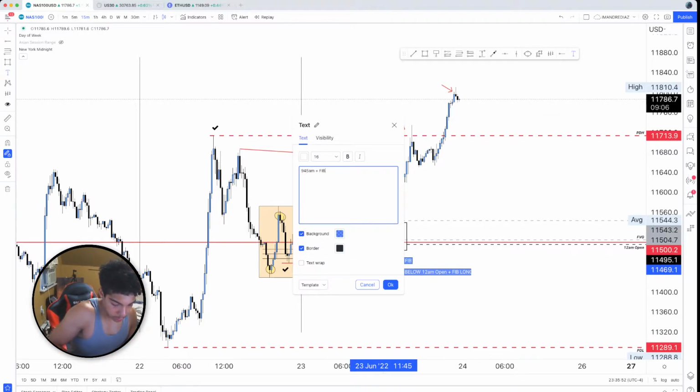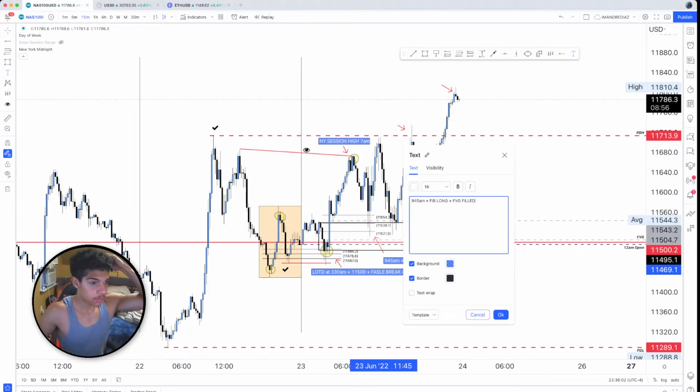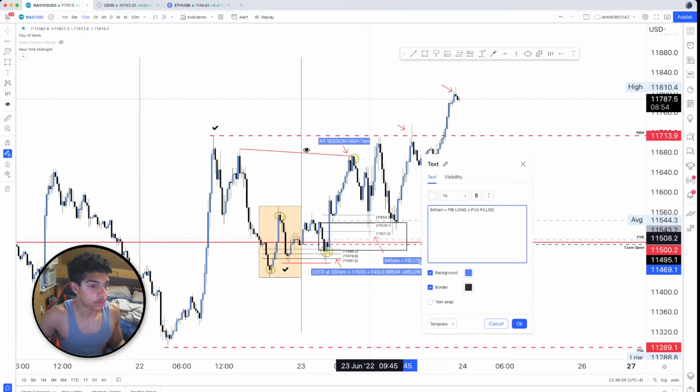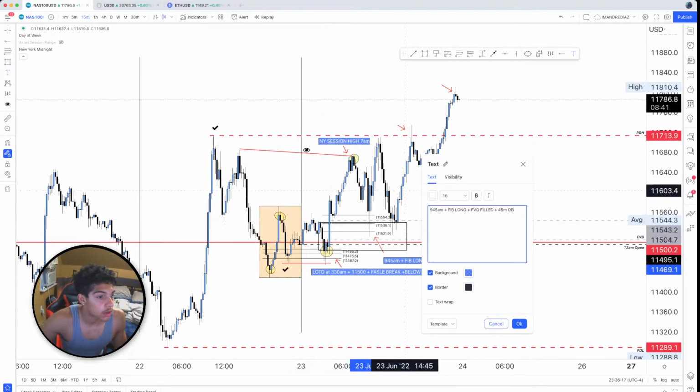We had the fib long along with the fair value gap filled. Didn't get filled fully, but it damn near filled the whole thing, so I'm going to count this as filling it in. Then we also had, what would that be? We're on a 45-minute bullish order block, and then we also had the Asian range 50%.